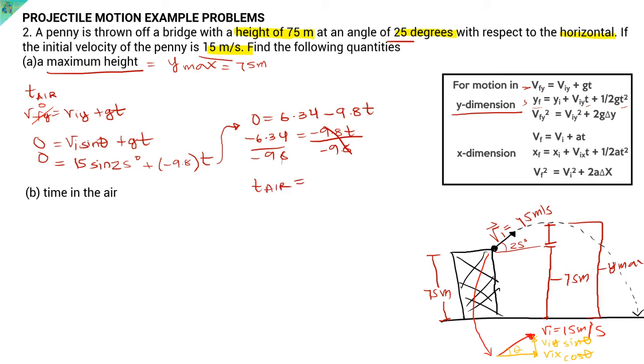Our final answer for the time in the air is, get your calculators, negative 6.34 divided by negative 9.8. That's 0.646, so 0.65 seconds. So that is now our time in the air. This is actually the second question, which means we have already answered our second question.